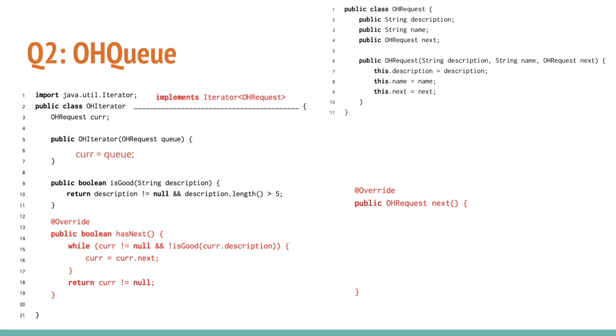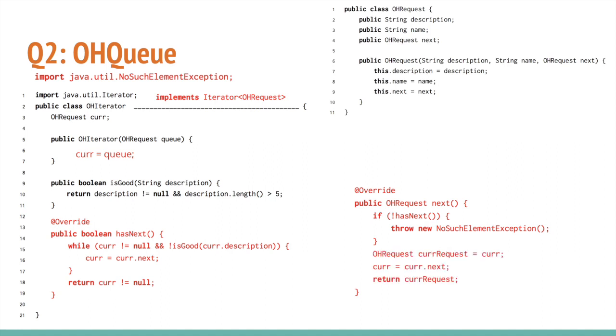Finally, we need to override the next method. So as mentioned before, next will return the current value of cur and increment the cur pointer. Before doing that though, we should check if there really is something to return. So if hasNext returns false, we throw an exception. Otherwise, we have a temporary variable pointing to the request we want to return, update the current pointer, and return the object.